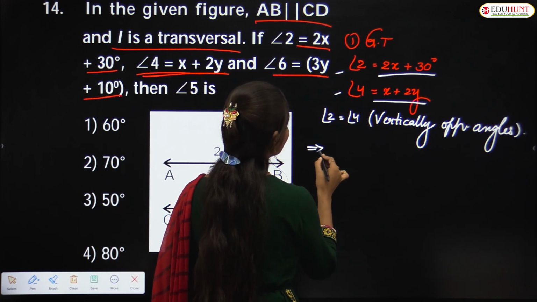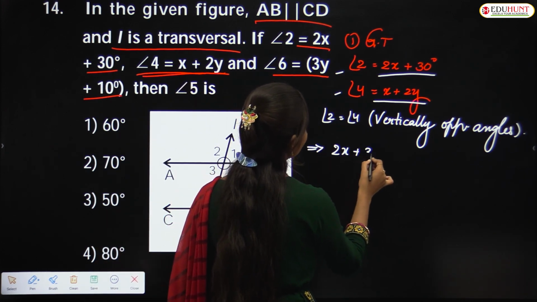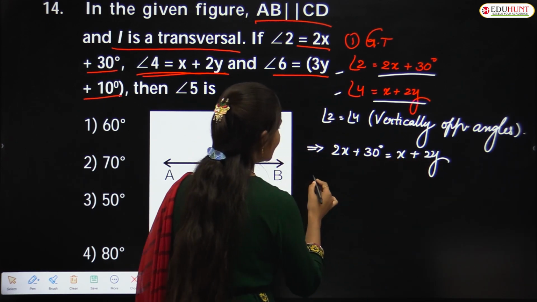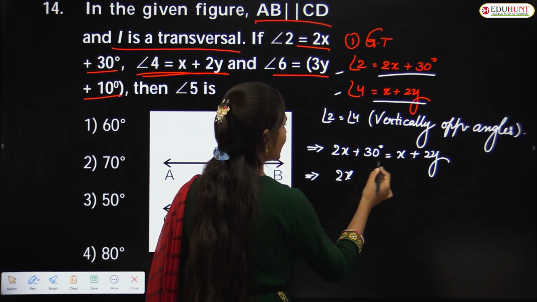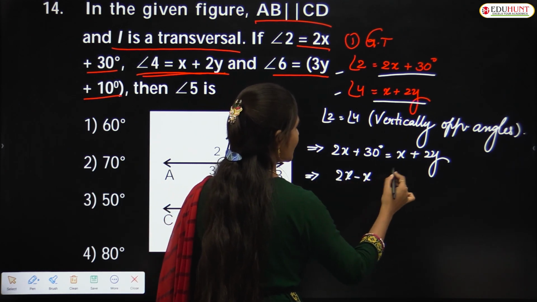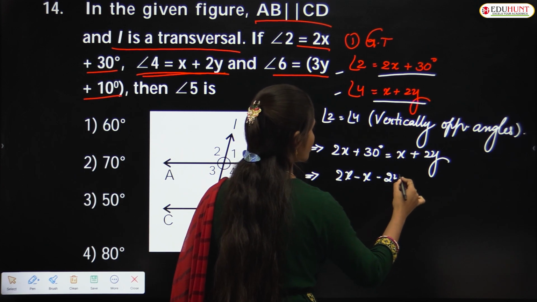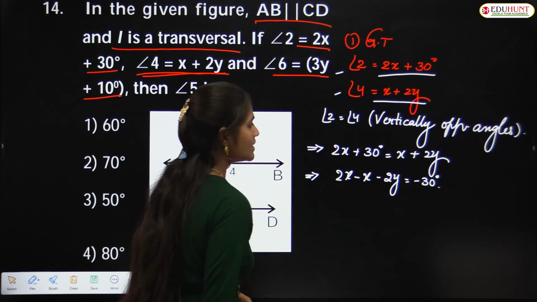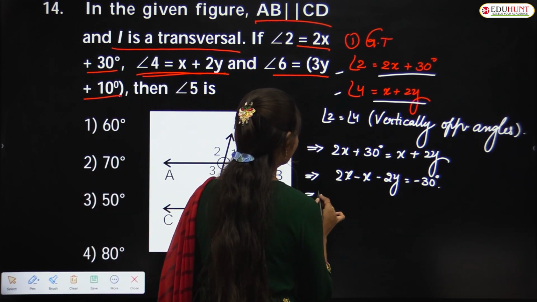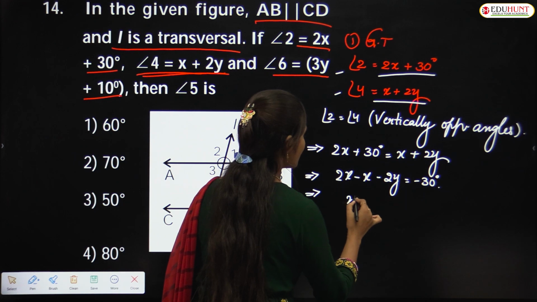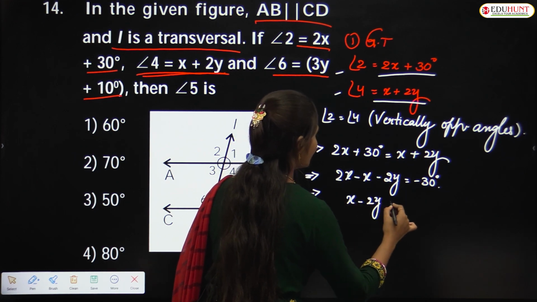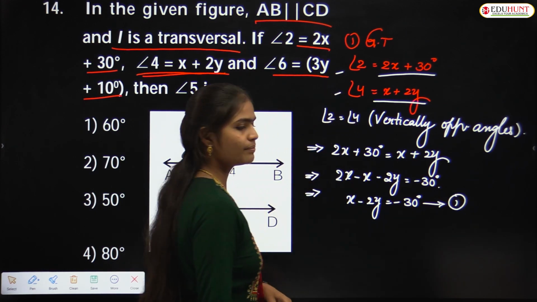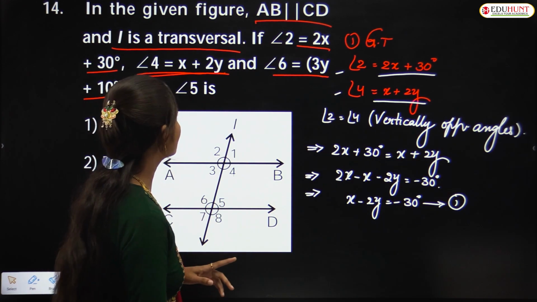So 2x plus 30 degrees is equal to x plus 2y. From this, 2x minus x is x, and minus 2y, which is equal to minus 30 degrees. Is it clear? So x minus 2y is equal to minus 30 degrees. Take this as equation number 1. Let us see the next thing.